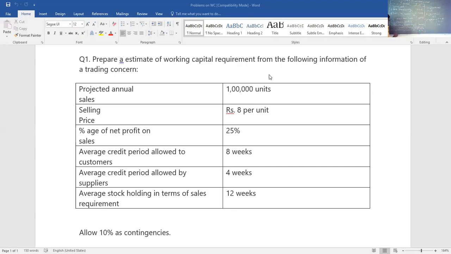How much are you getting finally? The final answer after adding the contingency is nothing but your net working capital required. What you get after adding is called net working capital required. So how much are you getting? 1,84,616 plus 18,462. Okay, 2,03,078. Please make a note, students.